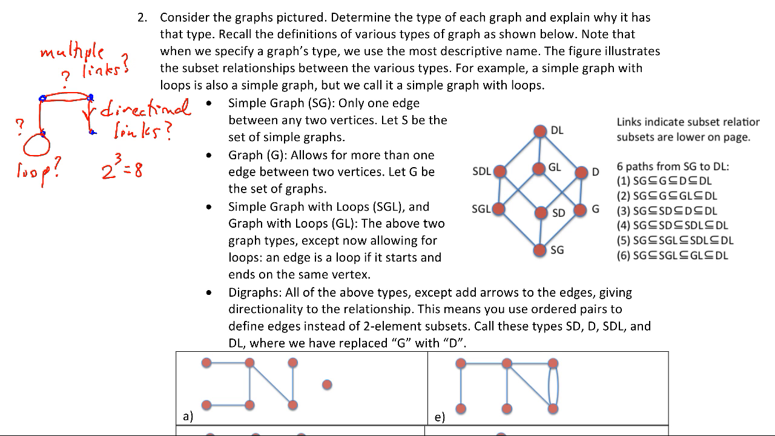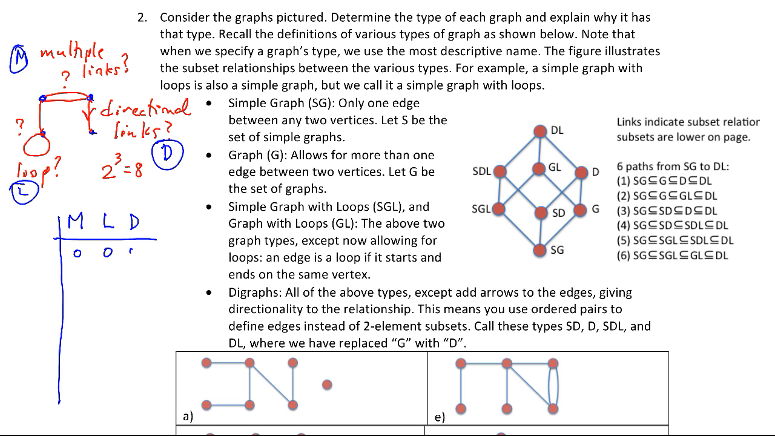And we've got all 8 of them shown in this diagram: 1, 2, 3, 4, 5, 6, 7, 8. Let's call multiple links M, let's call loops L, and let's call directed links D. The question is, can we have multiple links? Can we have loops? Can we have directed links? The simplest case is where we have none of those three, and that's called a simple graph.